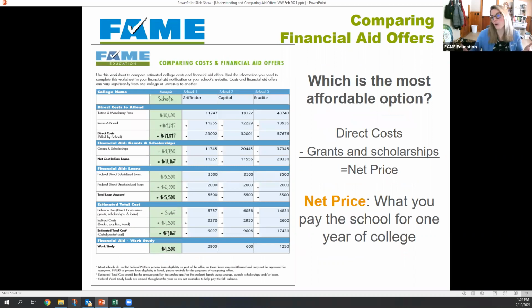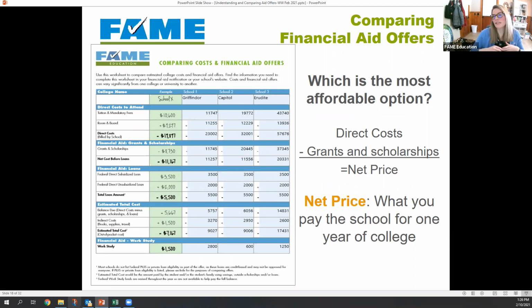So here's an example. We took our aid offers and we plugged them into this worksheet. You'll see it does the math for you. At the bottom, we have singled out work study. It's our way of reminding you, and we have a little footnote there, that it's part of the financial aid offer, but it exempts itself from the math. It's not going to calculate in. We do that intentionally, right?